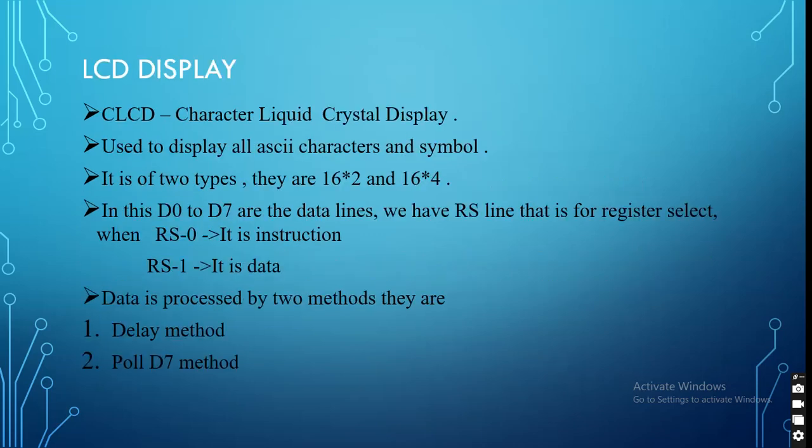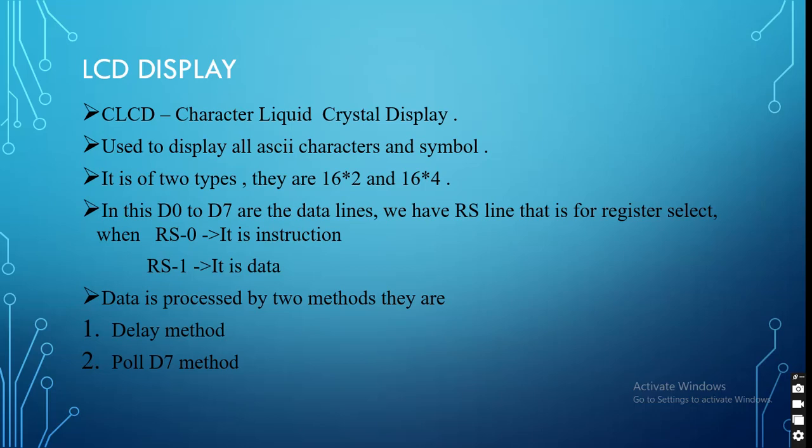Then the LCD display. It can be used as an output device to display real-time information or results of the system's processing. The embedded system controls the display by sending the appropriate signals to the LCD controller, which in turn updates the display. In this, we have D0 to D7 data lines and one RS line, that is register select. When register select is 0, it will take it as an instruction, and when RS is 1, it will take it as data.